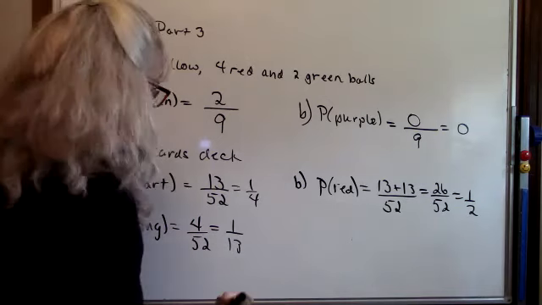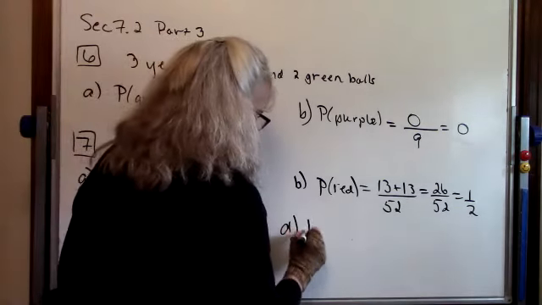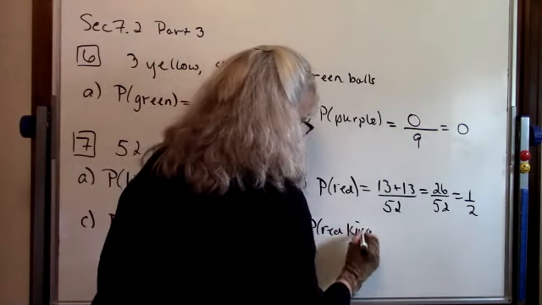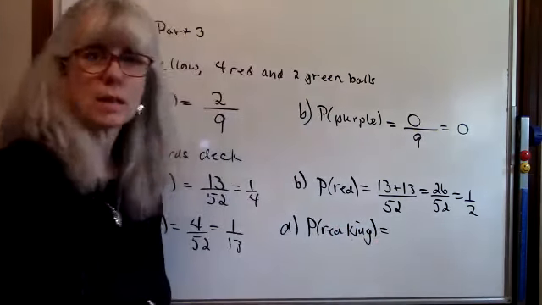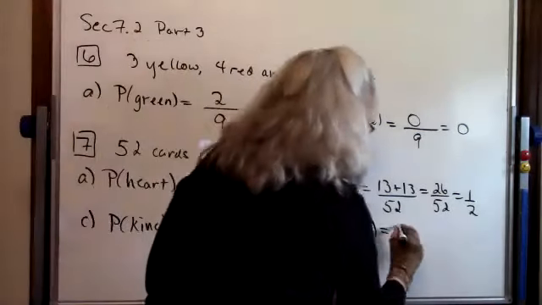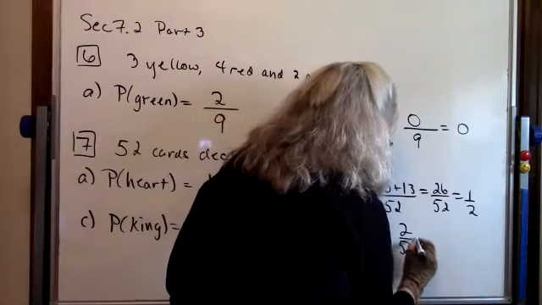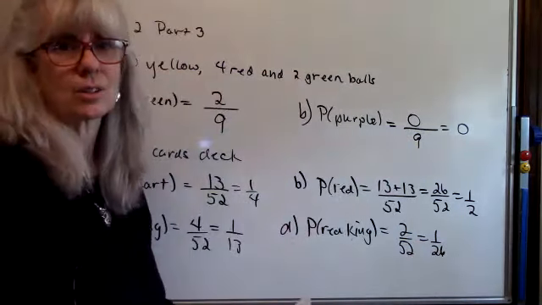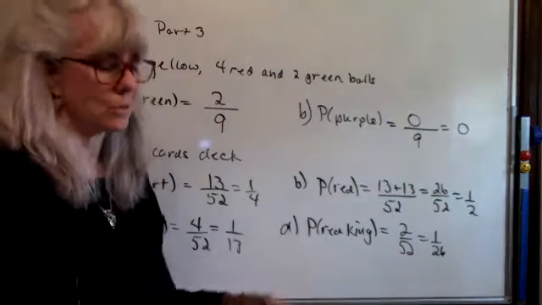Part D is asking for a red king. So what's the probability that you're going to get a red king? Well, the red kings would be the king of hearts and the king of diamonds. There's only 2 of those. So that would be 2 out of 52, which is 1 out of 26, or 1 out of half the deck. That is the 26 cards that make up the 2 suits.